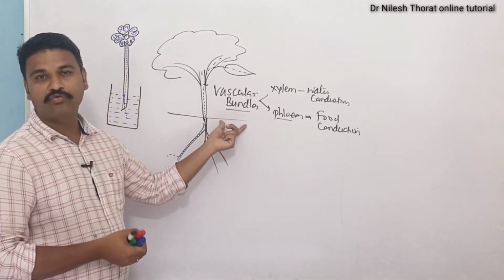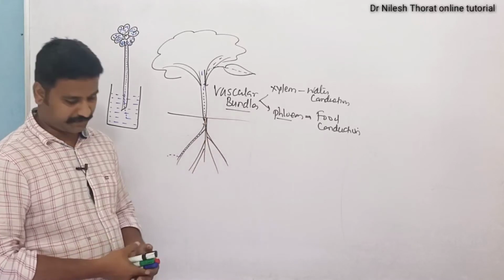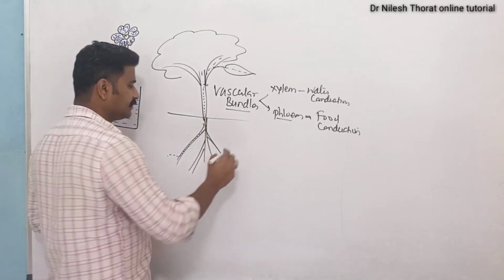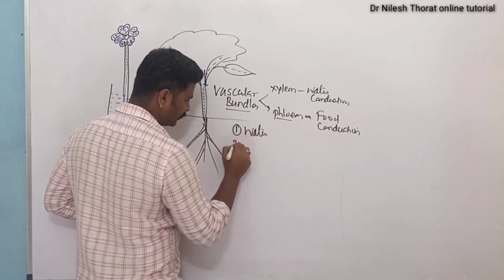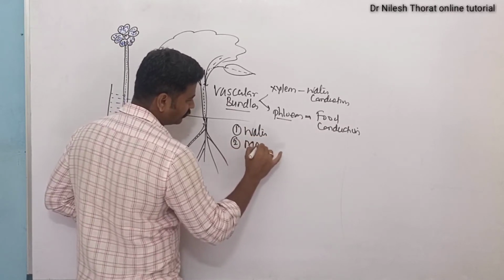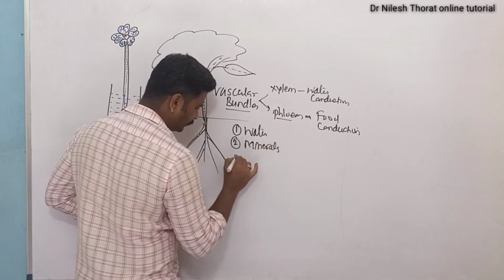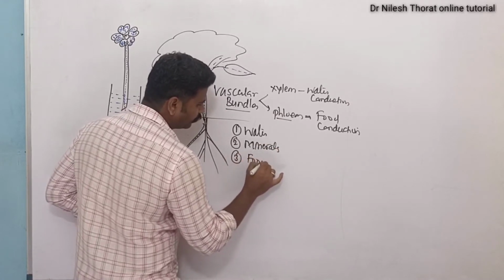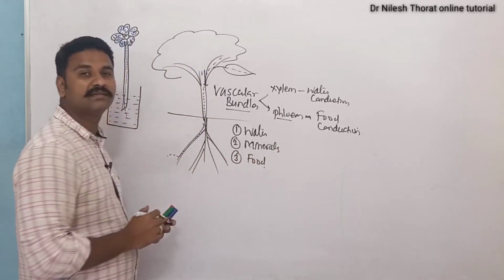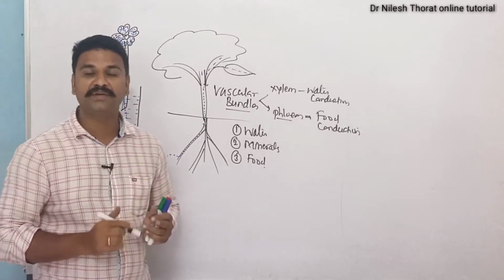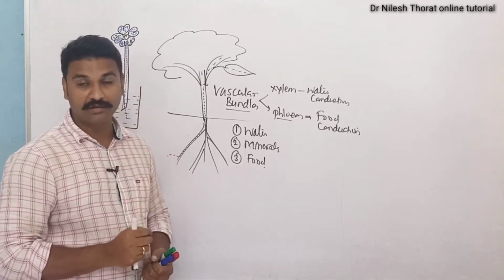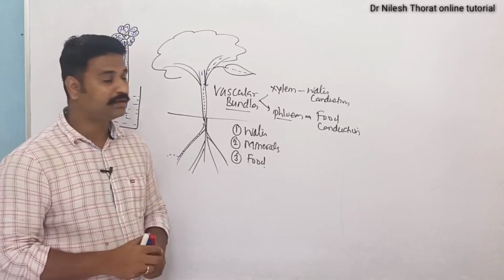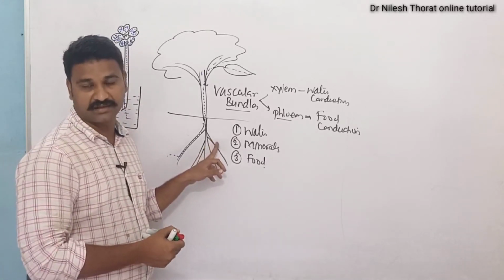In plants we have to transport three important substances: water, second is minerals, and third is food. But to transport these substances we require a special mechanism, because the process of diffusion alone cannot help in transporting these substances.